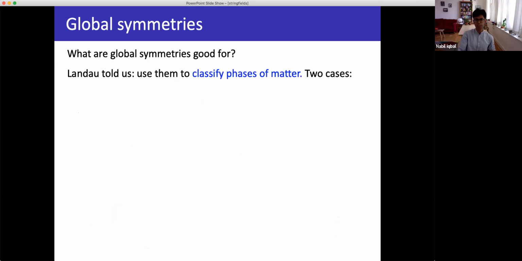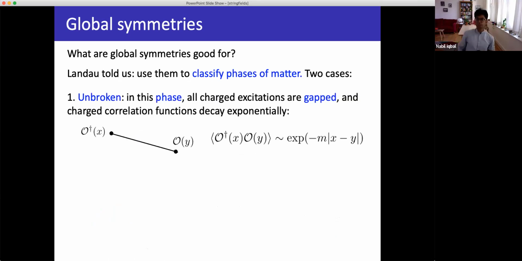Now, what are global symmetries good for? Landau told us that we can use global symmetries to classify the phases of matter. So let me remind everyone what this means. There are basically two things that can happen if you have a global symmetry. There are two basic phases. In one phase, your symmetry can be unbroken. That's kind of like the default case. If the symmetry is unbroken, you should imagine that the charge excitations are gapped. And what that means is charge correlation functions decay exponentially in space.